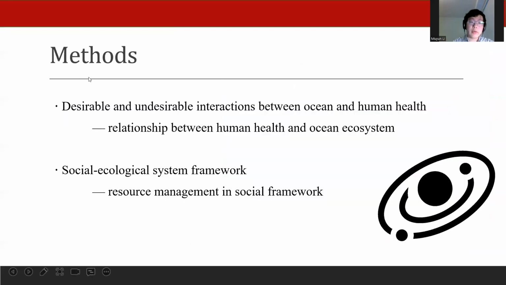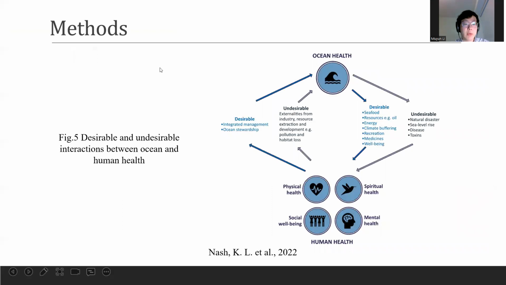As we've discussed those 3 typical situations, there are 2 methods that I want to mention that might be helpful to come up with some ideas. The first one is the desirable and undesirable interaction between ocean and human health, which is focused on the relationship between human health and the ocean's ecosystem. And the other one is called the social ecological system framework, which mainly discusses resource management in the social framework. So let's start from the first one, the desirable and undesirable interactions.